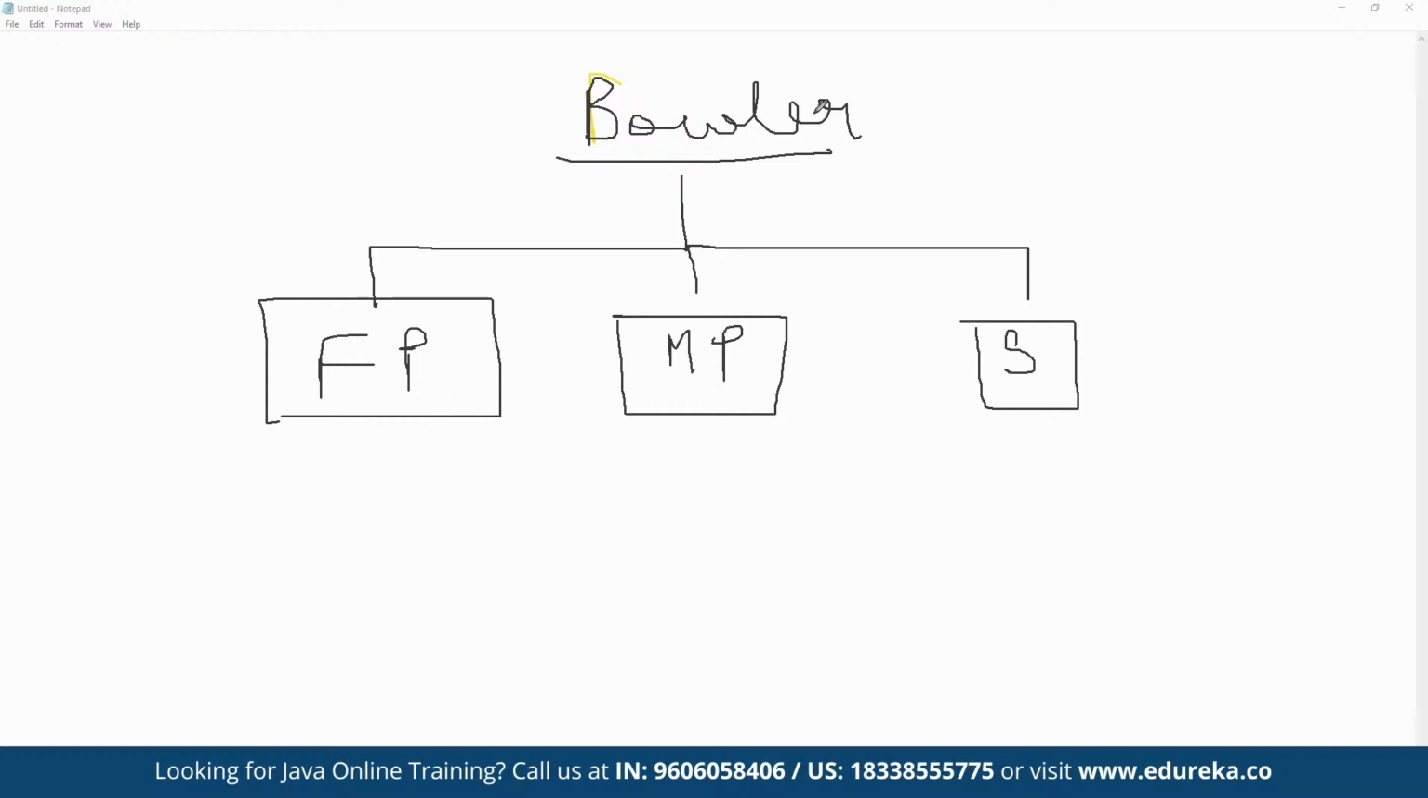Now the bowler class has a bowling method, and all the child classes are inheriting this method. We may have a method defined here as a bowling method, a method defined by the name of bowling.